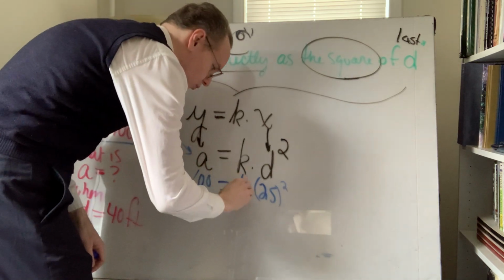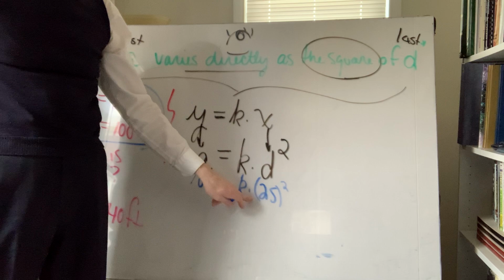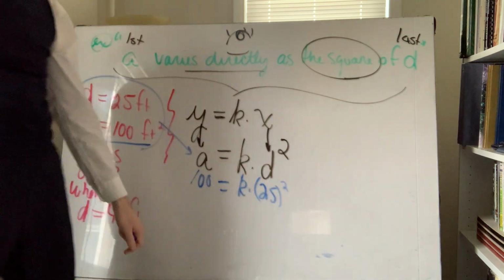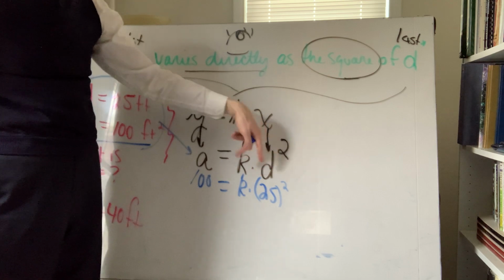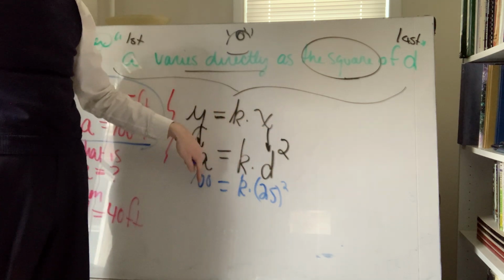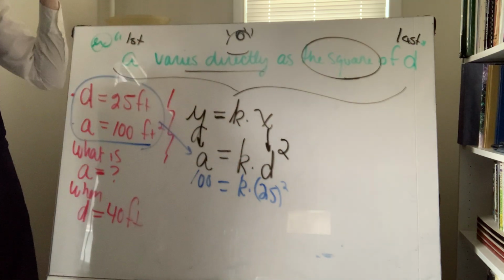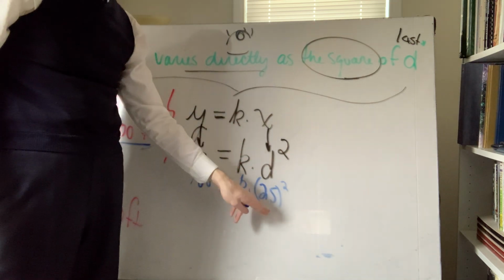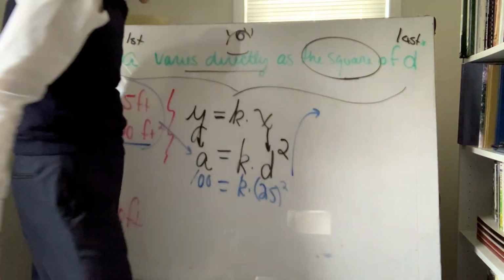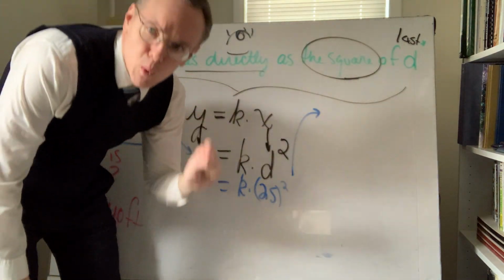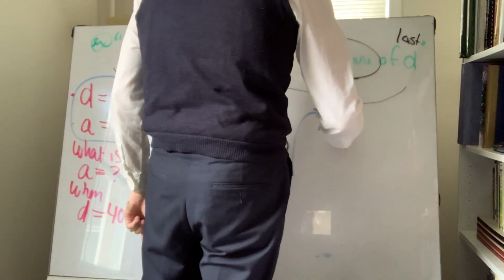So you have 100 is equal to the constant that we don't know times 25 squared. You can simplify one side before you start doing algebra, or you could rearrange the model first algebraically. I'm going to just intuitively do the simplifying first. So I'm going to put that over here because I'm short on space. What is 25 times 25? 625.